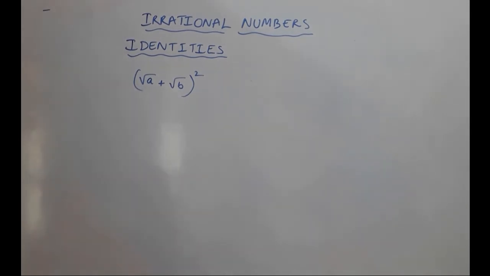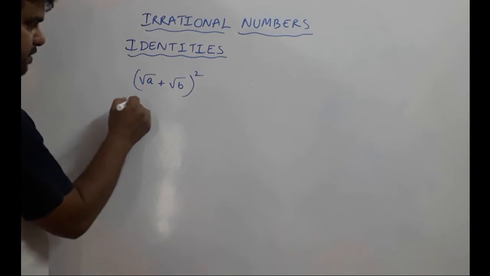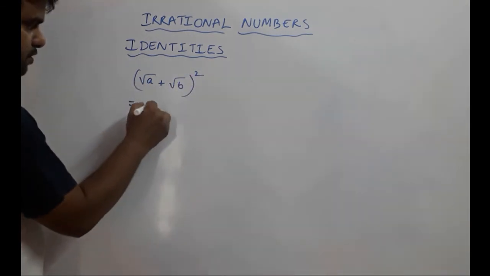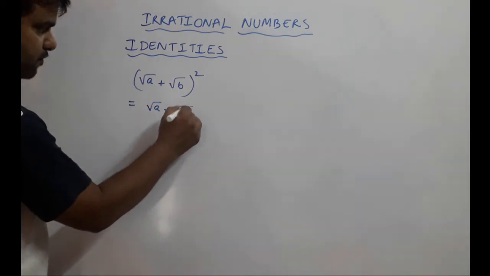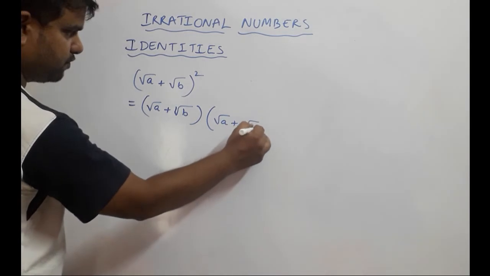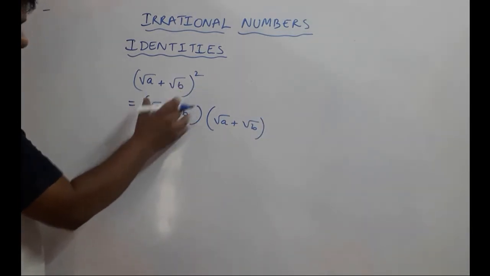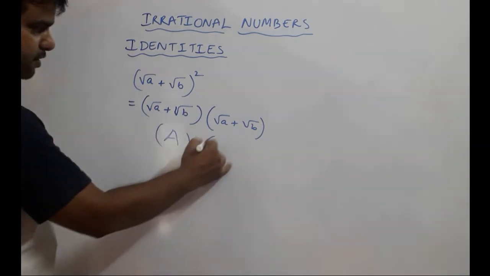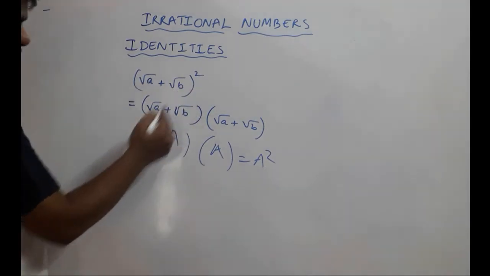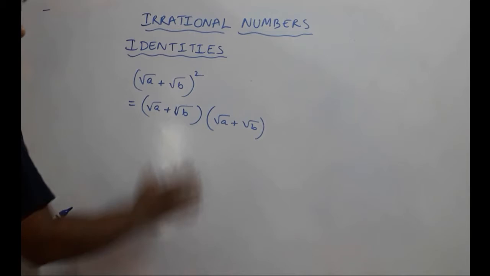Next one is square root of a plus square root of b, the whole square. So this whole square means that this entire bracket is repeated one more time. So square root of a plus square root of b in brackets into square root of a plus square root of b. Okay, that is what it means. So this is as good as saying if you take one entire term as a, a into a, we can call this a square. So same thing is happening over here. So we have now expanded this term.